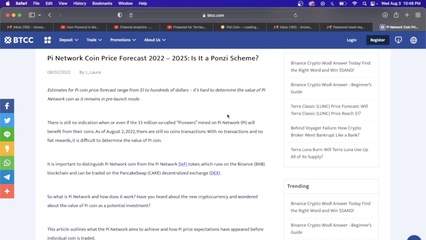There is still no indication when, or even if, the 33 million so-called pioneers mined on Pi Network will benefit from their coins as of August 2nd, which is yesterday. There are still no coin transactions and no fiat rewards. It is difficult to determine the value of Pi coin. It is important to distinguish Pi Network coin from the Pi Network DeFi token, which runs on the Binance blockchain and can be traded on the PancakeSwap decentralized exchange.